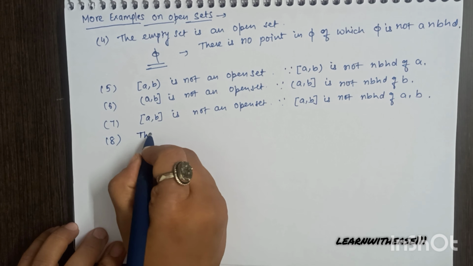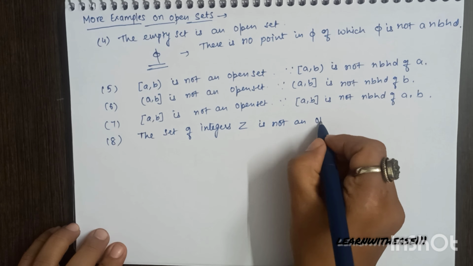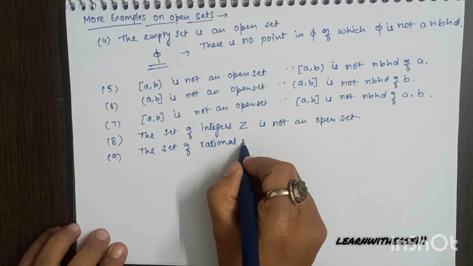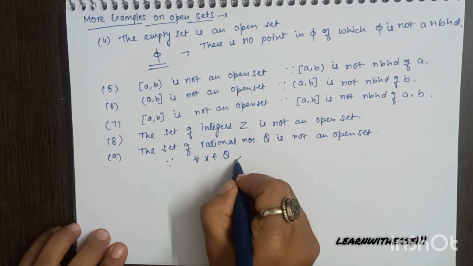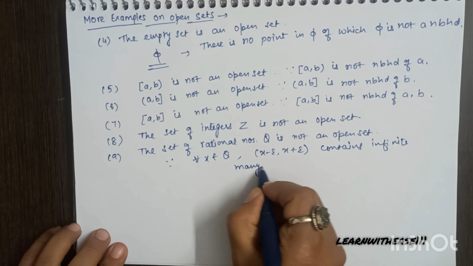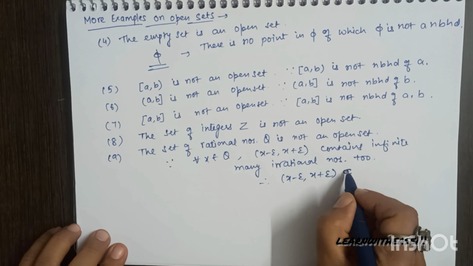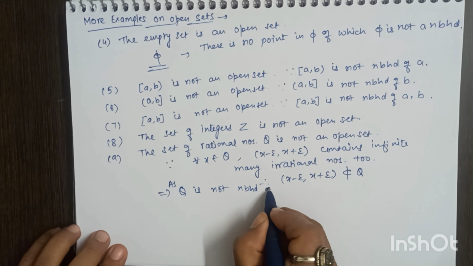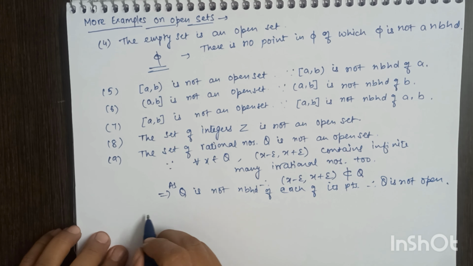The set of integers Z is not an open set. The reason is the same as for the set of natural numbers. It is not a neighborhood of any of its points. The set of rational numbers is also not an open set. Why? Because for every x belonging to the rational numbers, the open interval (x minus epsilon, x plus epsilon) contains infinitely many irrational numbers also. So this open interval cannot be contained in Q, the set of rationals. So it is not a neighborhood of each of its points, hence it is not open.